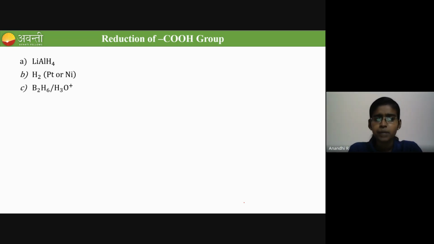So the first reaction under this is the reduction of the COOH group. To reduce the carboxylic acid group, we have to use strong reducing agents like lithium aluminium hydride, or hydrogen in presence of platinum or nickel, which is called catalytic hydrogenation, or B2H6 in presence of acid. What is B2H6? It is diborane. So you use any of these three reagents.